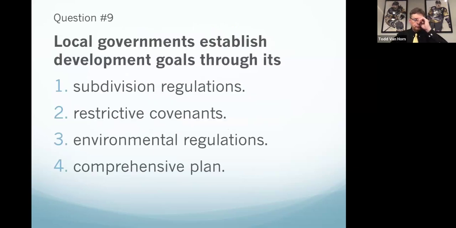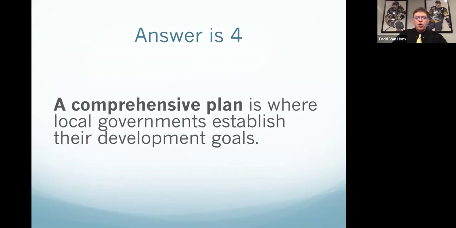Number 9. Local governments establish development goals through its subdivision regulations, restrictive covenants, environmental regulations, or a comprehensive plan. Local governments establish development goals through its, which one of those? The answer is number 4, through the comprehensive plan. That's where they develop their goals.